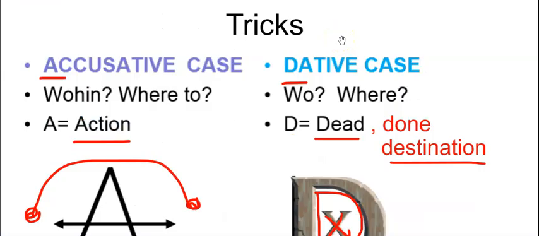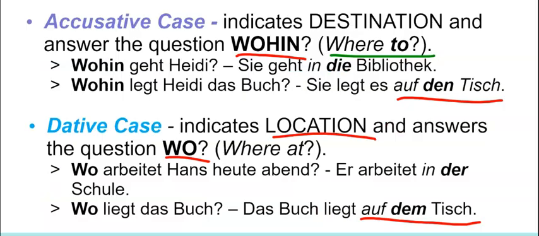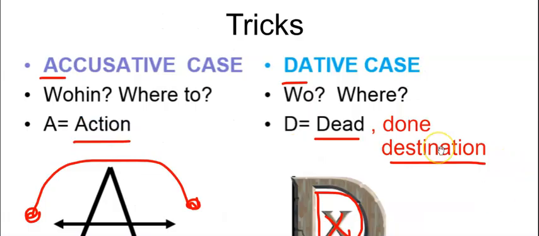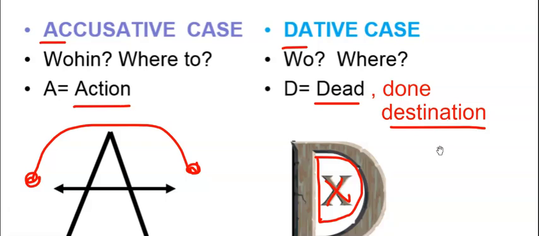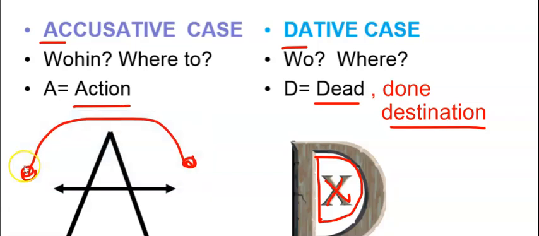So these are my tricks to remember. When I was learning German for the first time, I could definitely think about the question words wohin and wo, but I wanted a visual reminder to help me. So this is what I did. I told myself, okay, accusative starts with an A, and it helps me remember action, right? Something is going from point A to point B. So while that answers wohin, I just remembered A for action, like something's still moving, something's still happening.